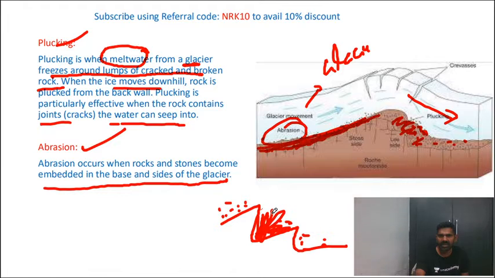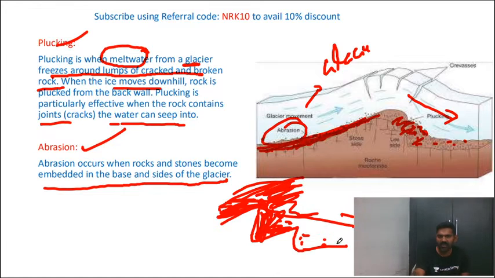It became into what? Ice. Now that is all become part of a big glacier. Now when the glacier is moving like this, what is happening? This rock is being plucked.